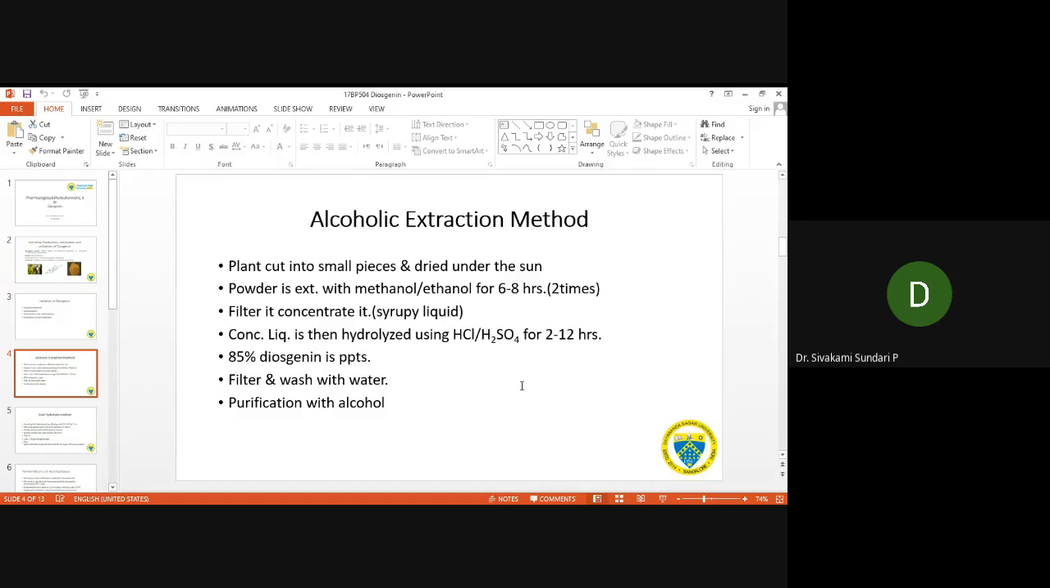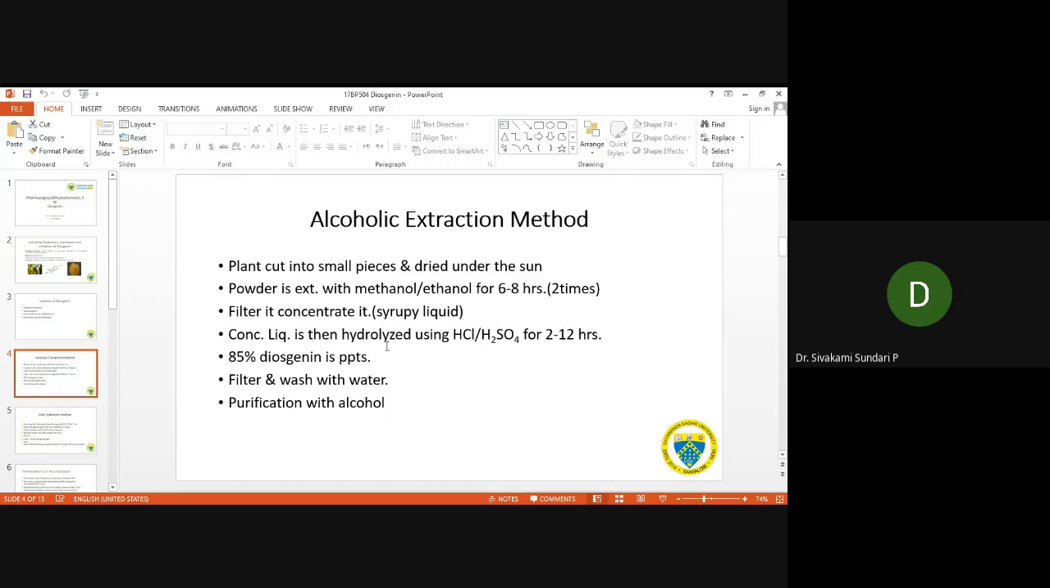In the alcoholic extraction method, the plant is cut into smaller pieces and dried under the sun, and the powder is made into small coarse powder. The powder is extracted with methanol or ethanol for 6 to 8 hours, twice. Then combine the extracts, filter and concentrate. When we concentrate it, we get a syrupy liquid.